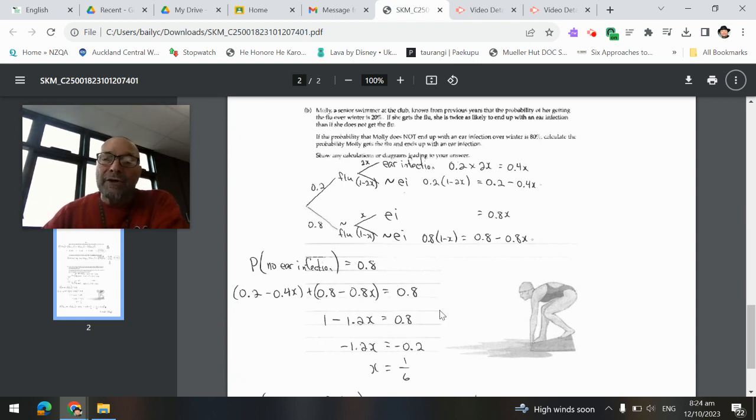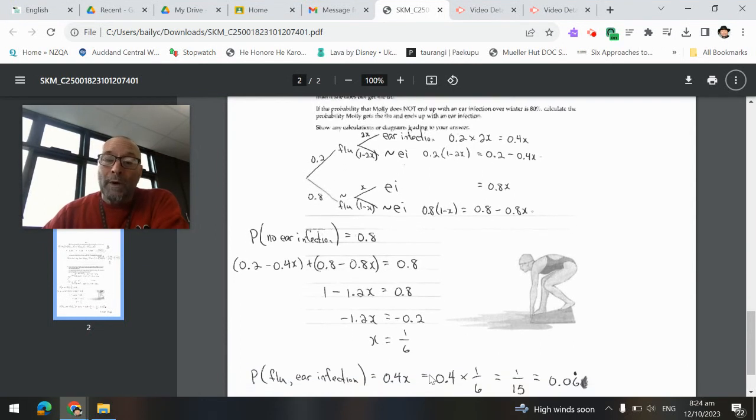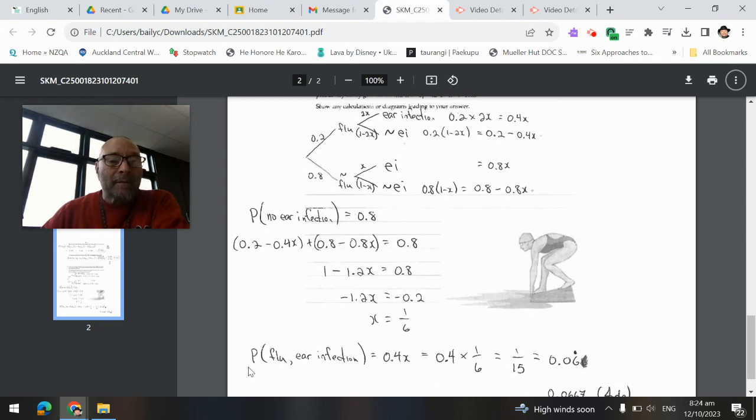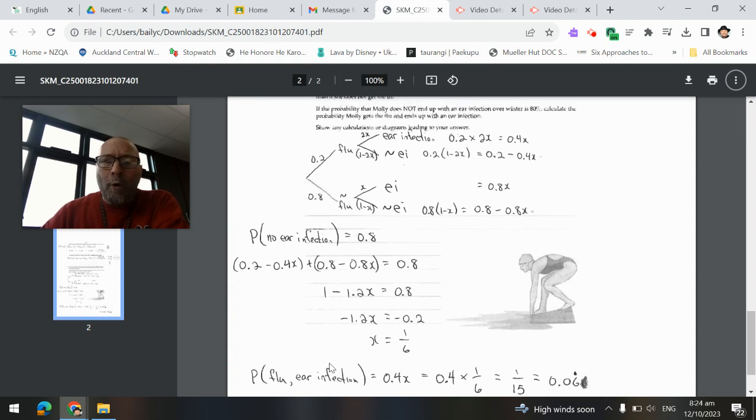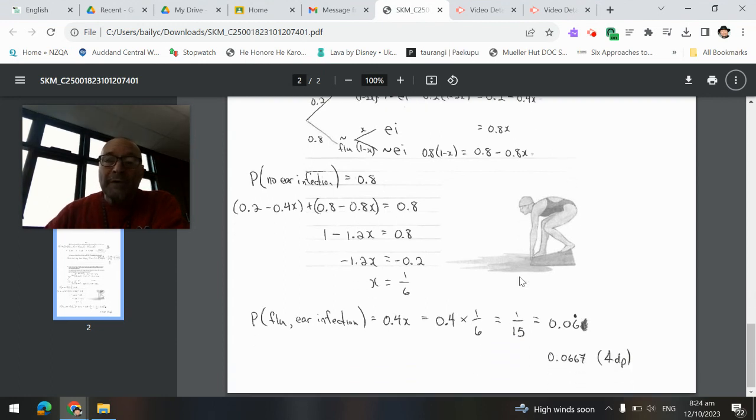I combine my like terms. 1 minus 1.2x is 0.8. Solve for x. I get x is 1/6. Well, now that I know what x is, the probability that Molly gets the flu and has an ear infection, well, we knew that that was 0.4x. Molly gets the flu and gets an ear infection, 0.4x. Since we know x was 1/6, 0.4 times 1/6 is 1 over 15, or 0.0666666, or you could round it to 0.0667 to 4 decimal places.